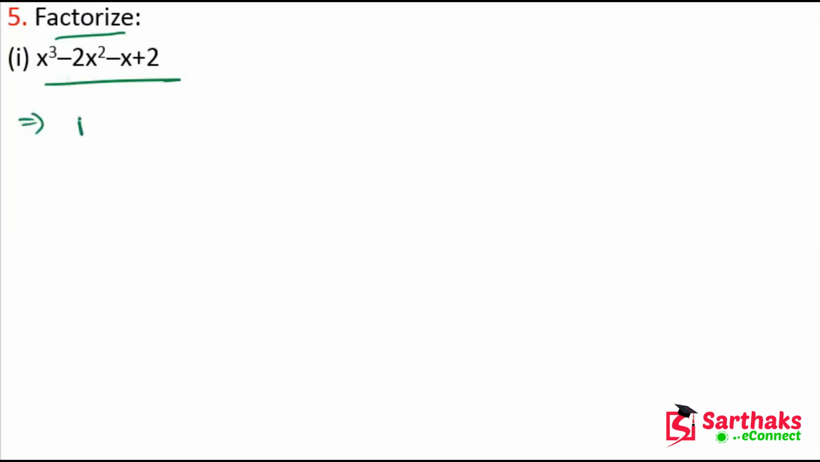Okay, let's suppose, my dear friends, we have p of x equals x cube minus 2x square minus x plus 2. So now, first of all, we have to find a value of x so that this polynomial will become 0. Let's suppose we take x equals 1.